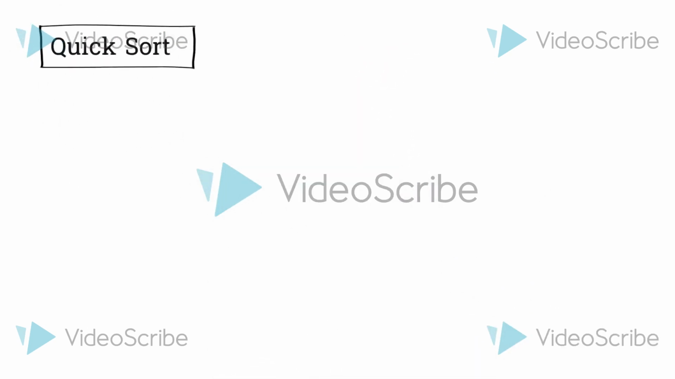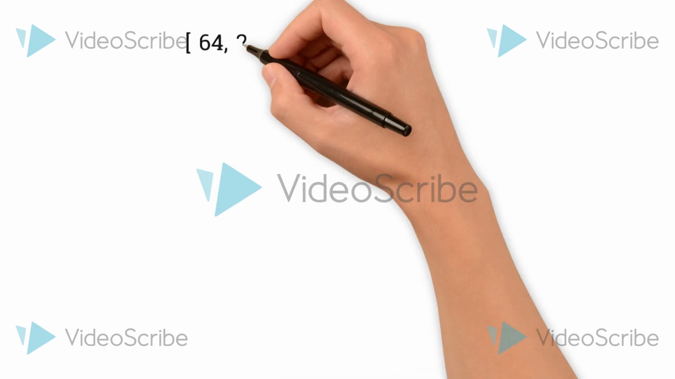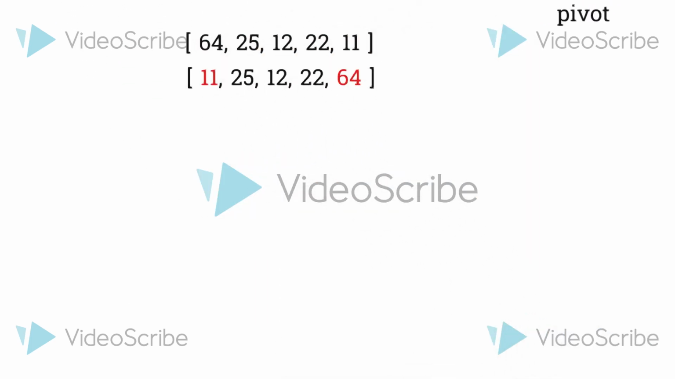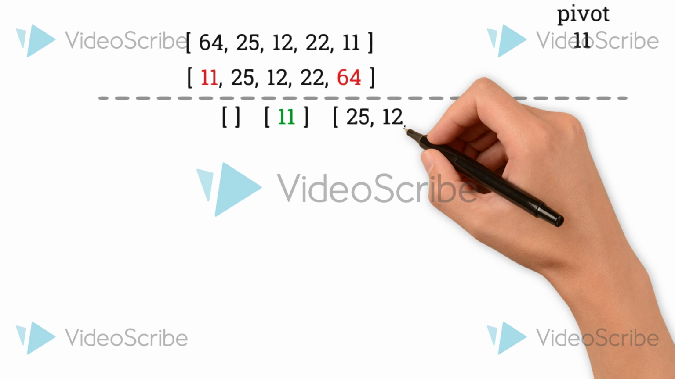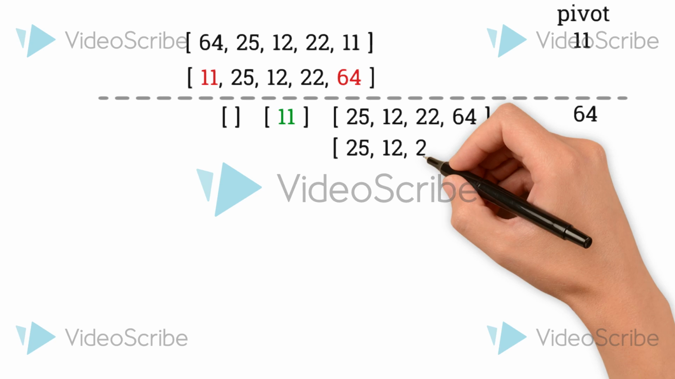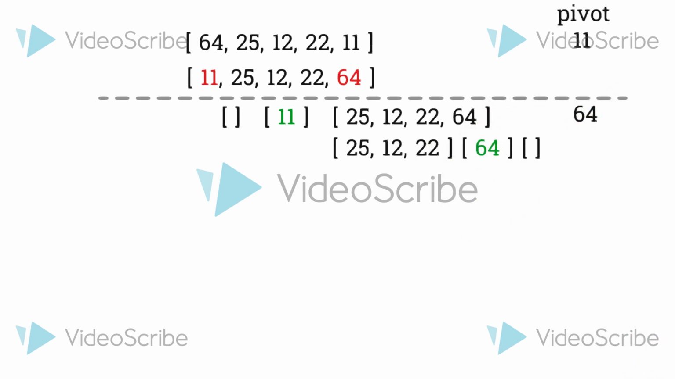Finally, let's move to quick sort. Let's use the same array. We pick the last element, 11, in the array and make it the pivot element. Partition the array so that elements smaller than 11 are on the left and larger than 11 are on the right. Once we find the partition position, at 64, we can swap it with the pivot element 11. Since the left subarray is empty, we recursively apply quick sort to the right subarray.